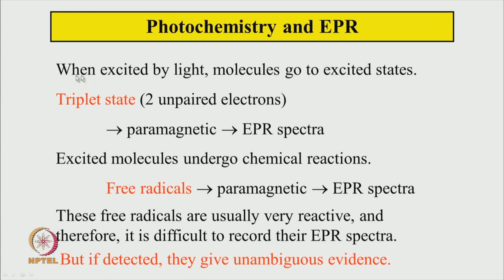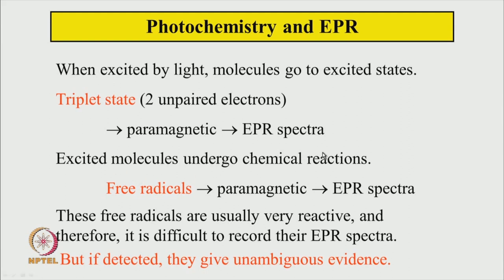the molecule can go to the triplet state, and in the triplet state there are two unpaired electrons, and you know that an unpaired electron means the system is paramagnetic. So here two electrons are unpaired, so it will be a paramagnetic species, so the triplet can give rise to EPR spectra.